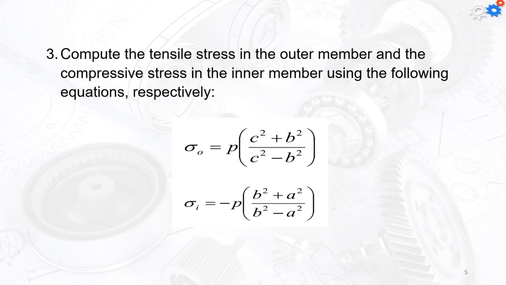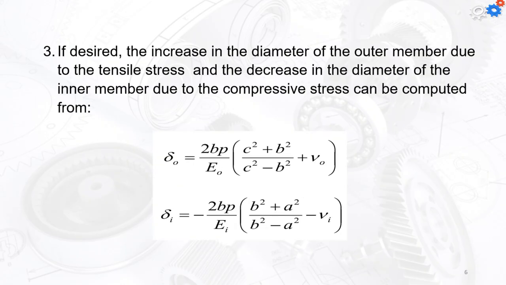After finding that, we can simply compute the tensile stress in the outer member and the compressive stress, of course, on the inner member using the following two equations respectively. Then we can compute, if desired, the increase in the diameter of the outer member due to the tensile stress, and the decrease in the diameter of the inner member due to the compressive stress, from the following two equations.